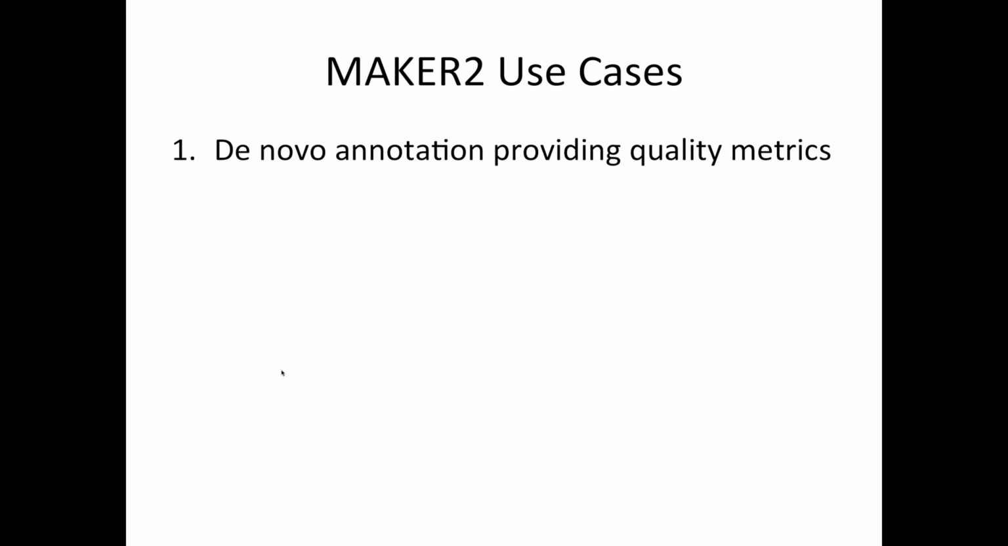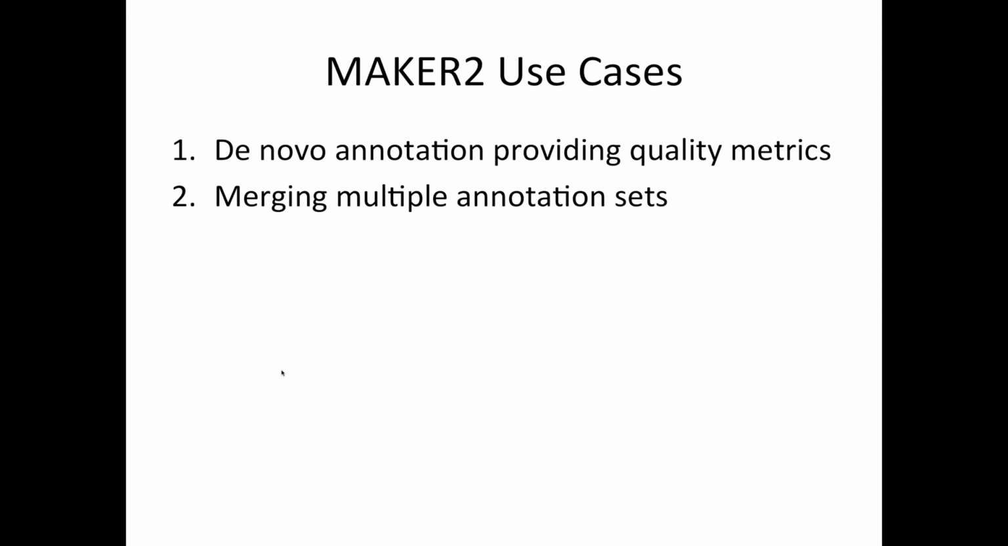So let's talk about a few use cases for Maker. So the standard, just a de novo annotation, and it provides quality metrics for you. We've just got an assembled genome, and we need to annotate it first pass. Maker is great for that. We see it happen over and over again.